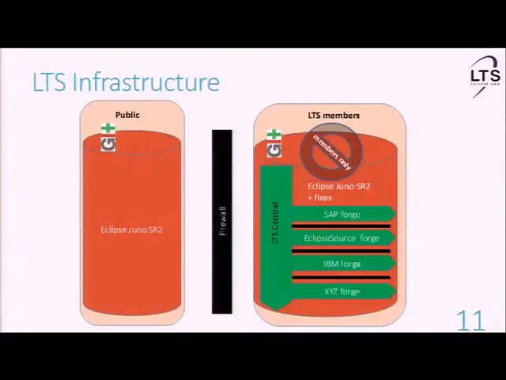Now, in addition to the LTS Central forge, each team can have their own private forge, which other LTS members don't have access to. So SAP is a member, Eclipse Source, IBM, others each have their ability to create custom branches, and the content there can be as unique as we need it to be.